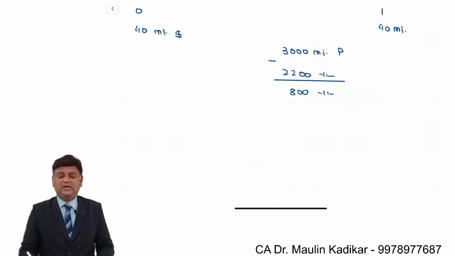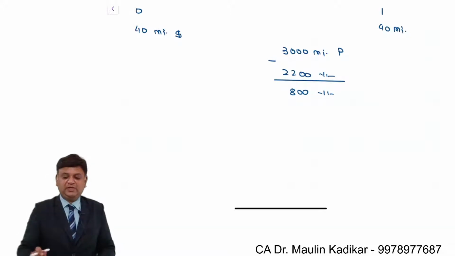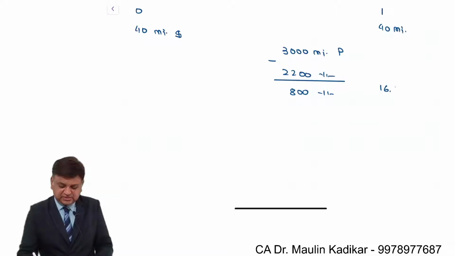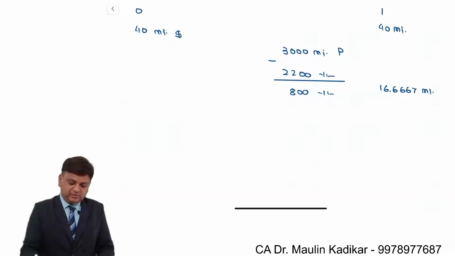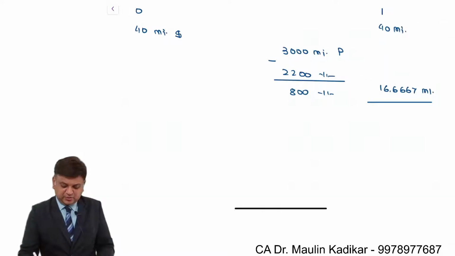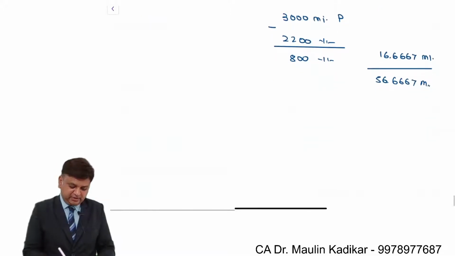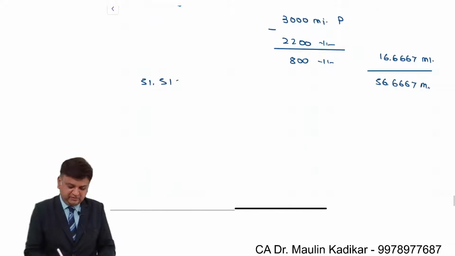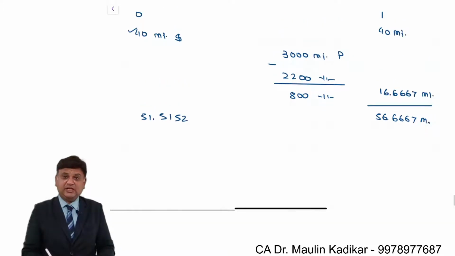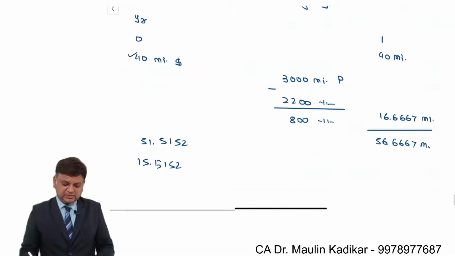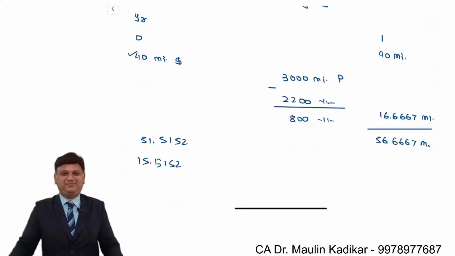I am expecting that at the end of the year the exchange rate will be 48. So converting this into dollar currency, I'll get 16.676667 million dollars. So the total amount which I'm going to get is 56.66667 million. Discounting the same to present value, I'll get 51.5152. At year 0 there was a cash outflow of 40. So NPV is 15.5152. And this is what we understand as the effect of the currency swap.